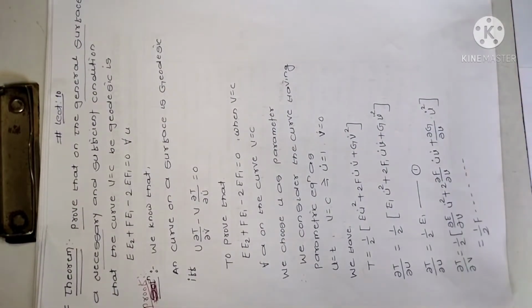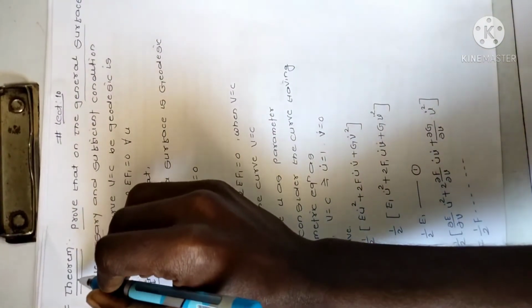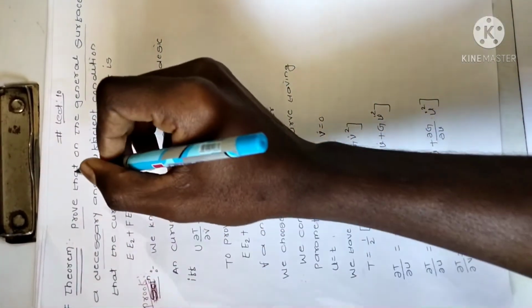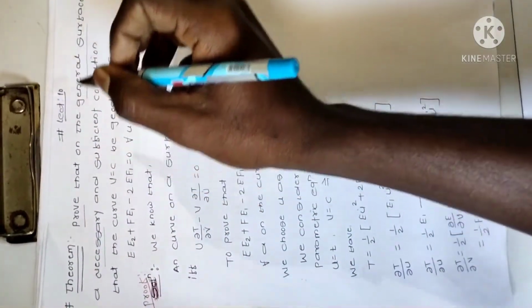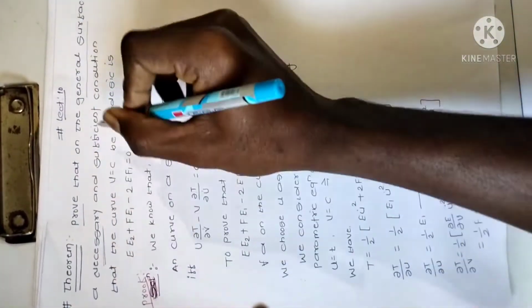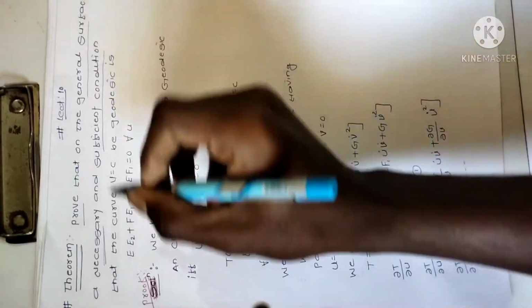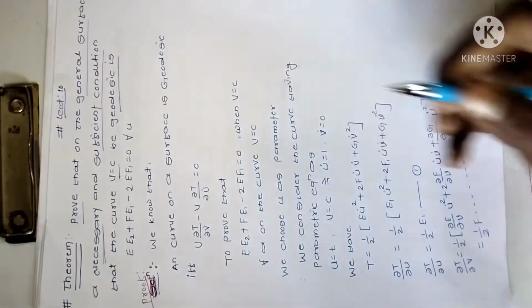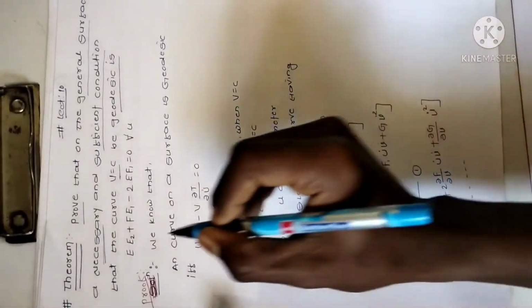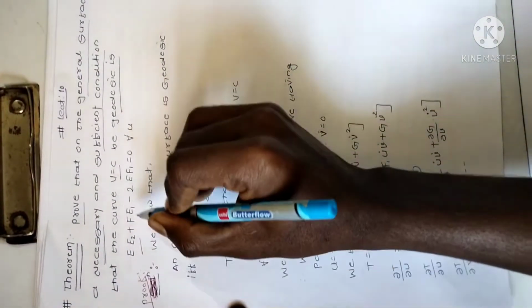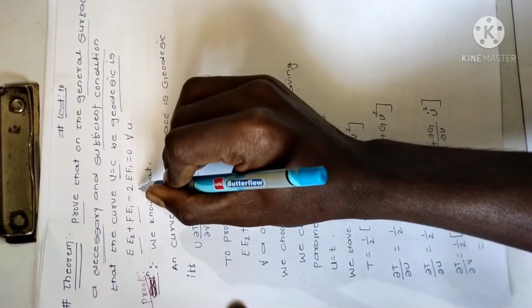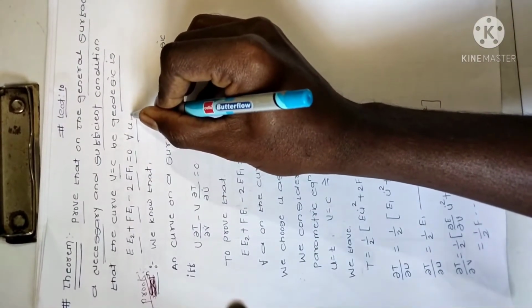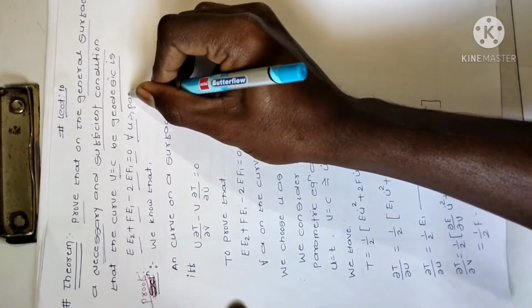Hello everyone. Today we have started the next theorem from this Unit 2. The theorem statement is: prove that on a general surface, a necessary and sufficient condition that the curve v = c be a geodesic is that E2 + F1 - 2F1 = 0 for all u, meaning the parameter.